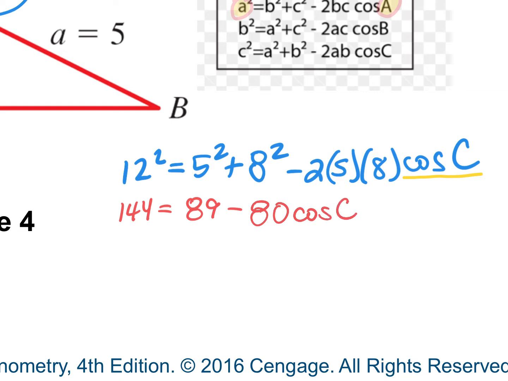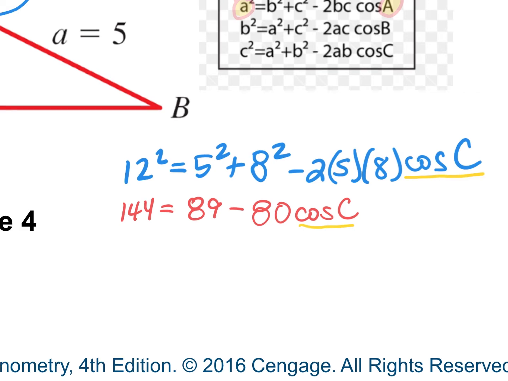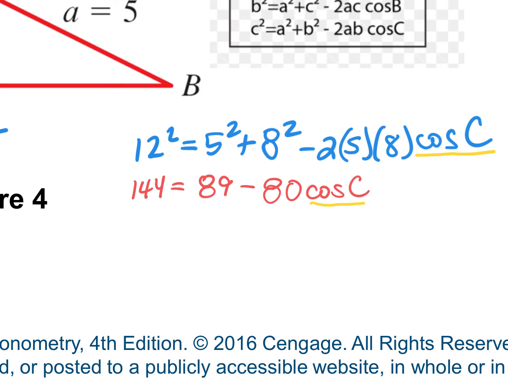Now, guys, don't make a silly mistake. Can you say 89 minus 80 cosine C? No. If it was just 89 minus 80, yes, you could, but you can't. That cosine of C is stuck to 80. So what do we need to do to both sides? I'm going to subtract 89. We need to get the cosine of C all by itself. So what's 144 minus 89? 55 equals negative 80 times the cosine of C.